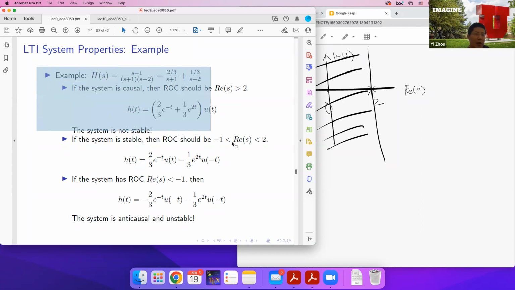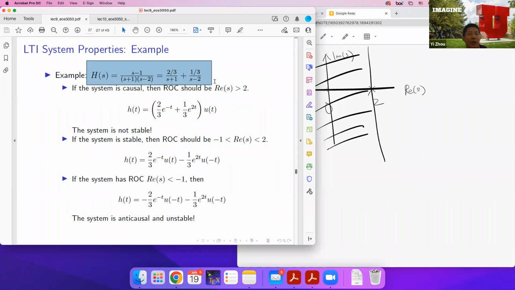And you will see this type of problem in the homeworks and the exams. If I give you a specific Laplace transform, and suppose this is the Laplace transform of the impulse response of an LTI system, then you should be able to find the corresponding impulse response associated with different types of systems. If the system is causal, how do you find the corresponding impulse response? The key is to first figure out the region of convergence, and then based on that, you can figure out the inverse.